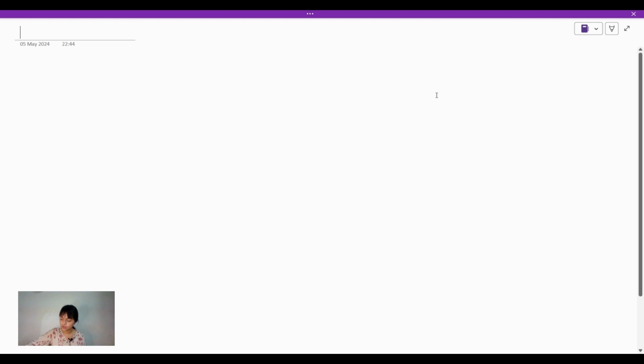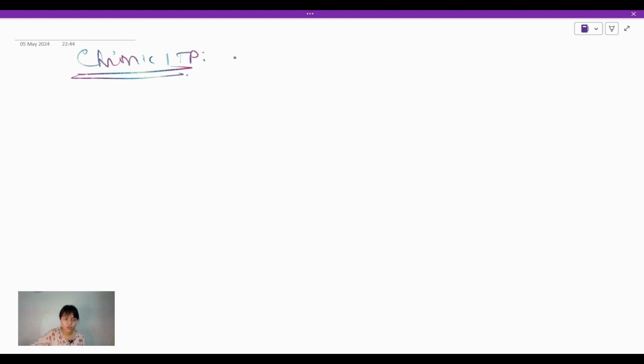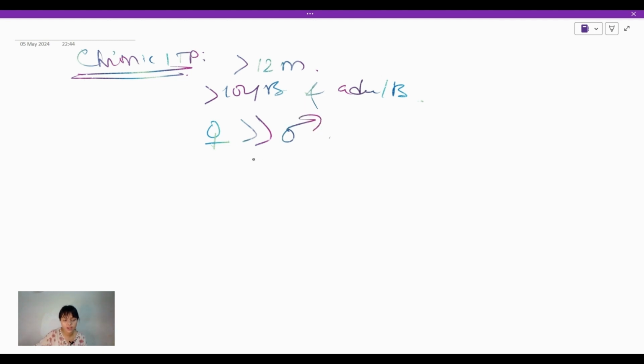Now, moving on to the separate entity, as I told you, you often get questions on chronic ITP. So, what is chronic ITP? As I told you before, it is ITP persisting for more than 12 months, and chronic ITP generally occurs above 10 years of age, and in adults. Here the incidence is 2 to 3 times more in females than in males. But in acute ITP, as I told you, males and females are equally affected, right?